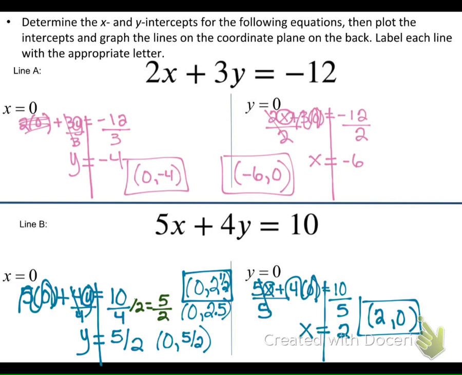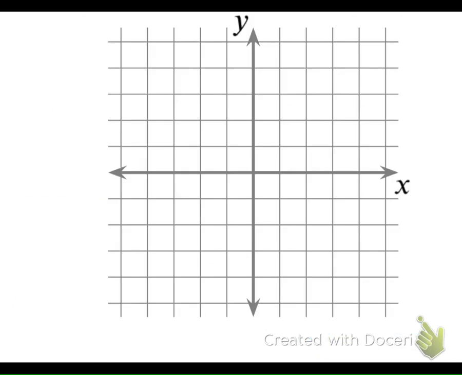I'm only going to box one of my answers over here. You can box all of them if you want. So when we plot these 2 points, we're going to plot them and then label our line as line A. Once we plot these 2 points, then we'll plot the 2 ordered pairs down here, label it line B. I'm going to go to the next slide here.